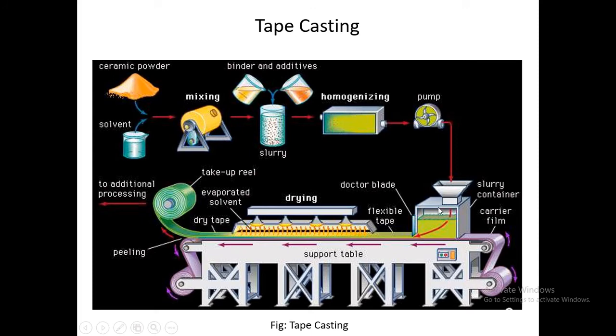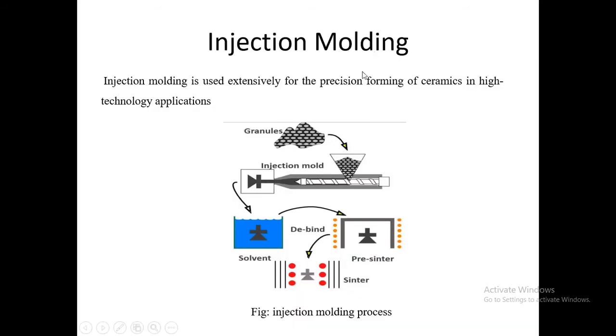There the slurry is continuously cast on the surface of the moving carrier film. The edge of the smooth knife, generally called the doctor blade, spreads the slurry onto the carrier film at a specified thickness, thereby generating a flexible tape. A heat lamp gently evaporates the solvent, and the dry tape is peeled away from the carrier film and rolled onto a take-up reel for additional processing. It is used to produce thin ceramic tapes.